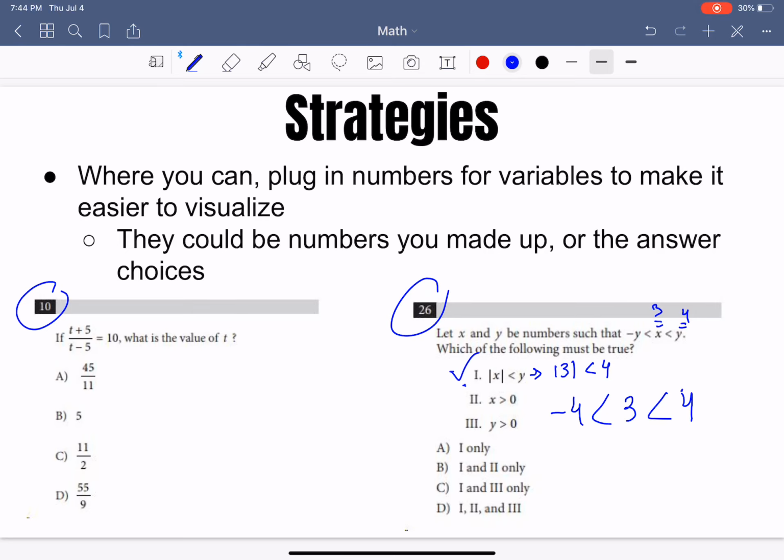This one says 3 is greater than 0, and that is in fact correct. And then here, 4 is greater than 0, and that is in fact correct. So then D is the answer. If we had just left it as letters, that would have been a lot harder to visualize. So we can just plug in a number. The number doesn't really matter. As long as we made sure that this was still true, it doesn't matter what numbers you use.